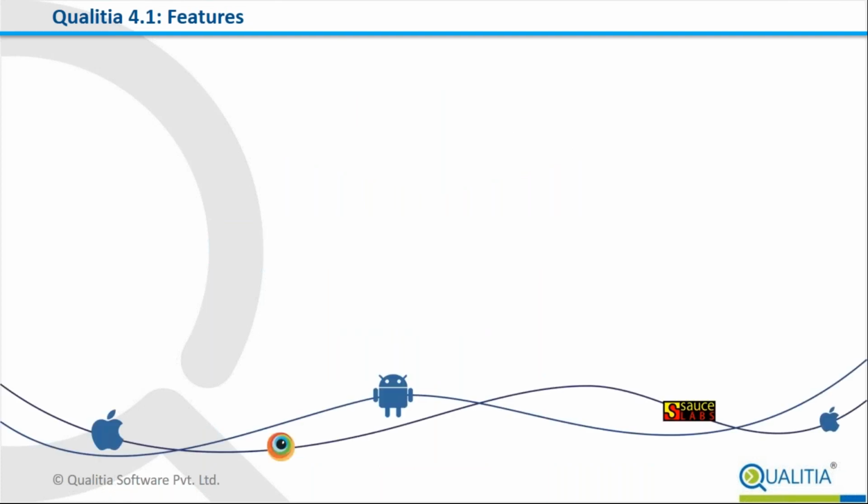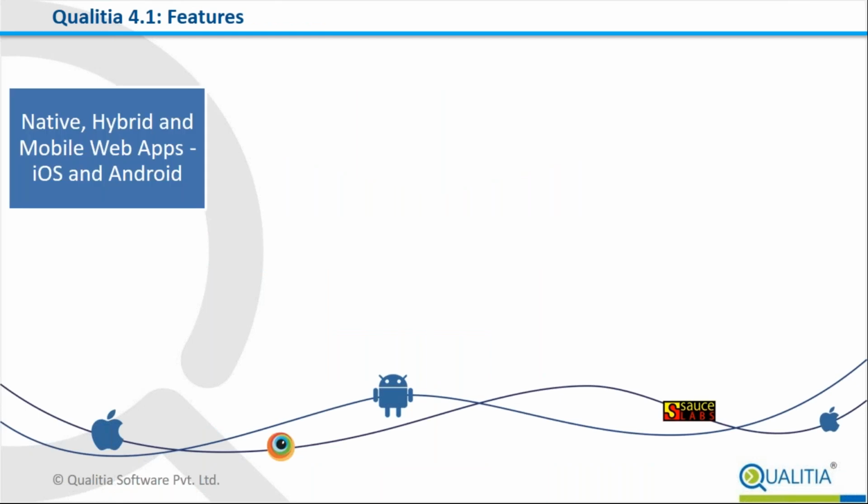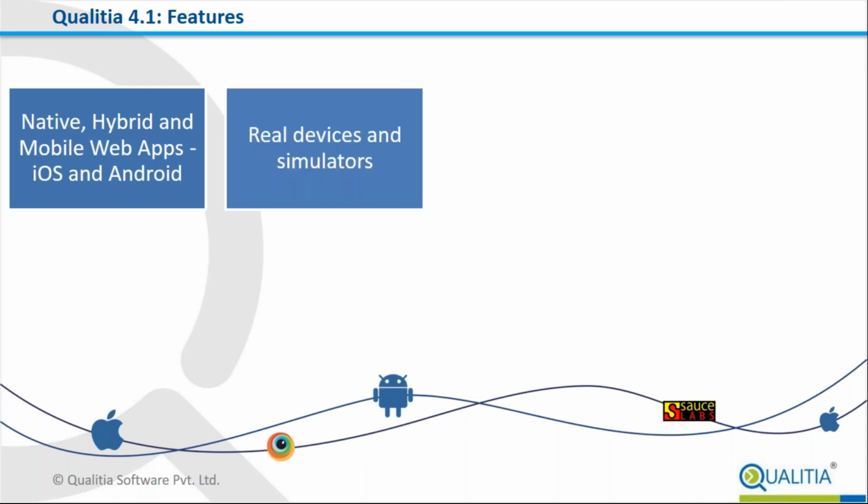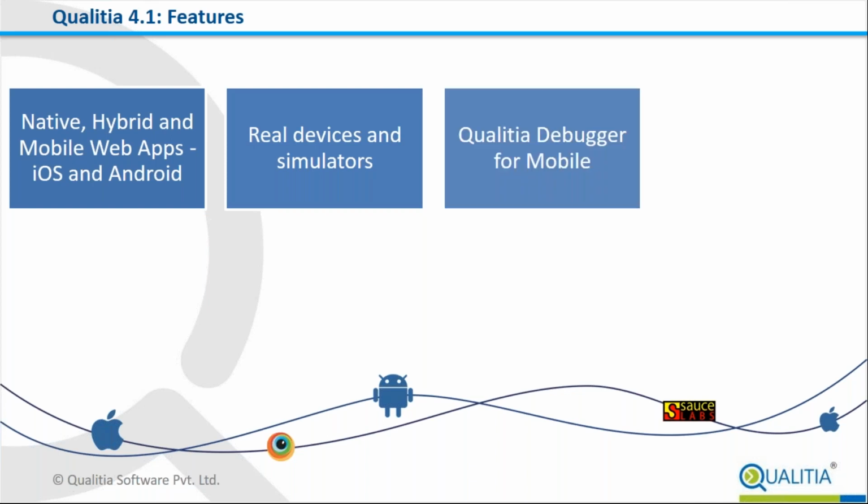With this, maybe we can go into the specific features of Qualisha 4.1 that we have introduced. As I said, we support native, hybrid, and mobile web apps, both on iOS and Android. We also support real devices and simulators or emulators, both on iOS and Android, when it comes to testing. And not only that, you can use Qualisha to test your devices or simulators on-premise, or using our Sauce Labs integration, you can test it on Sauce Labs as well.